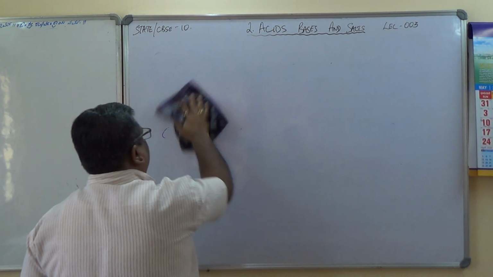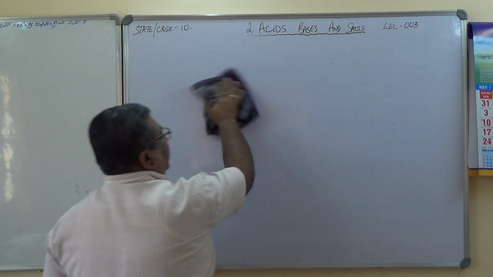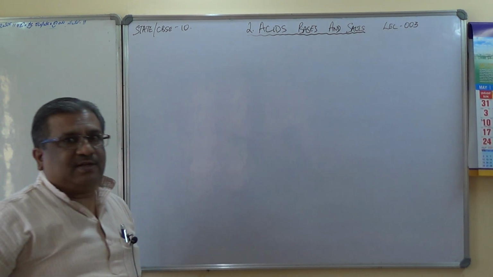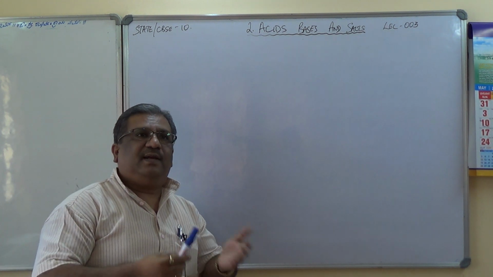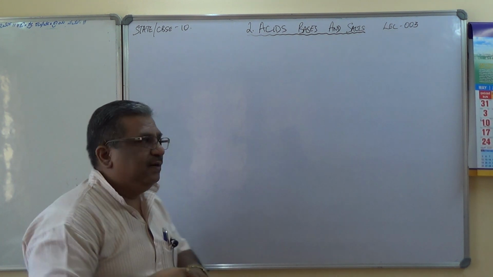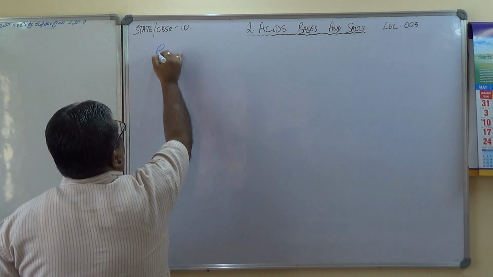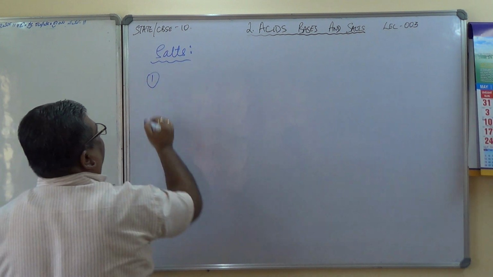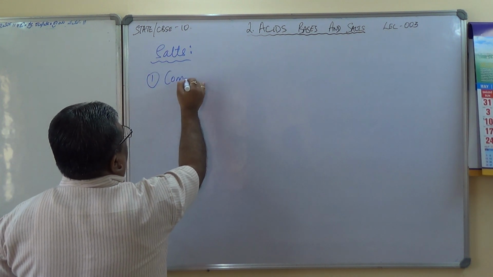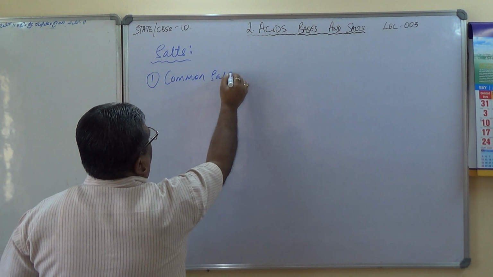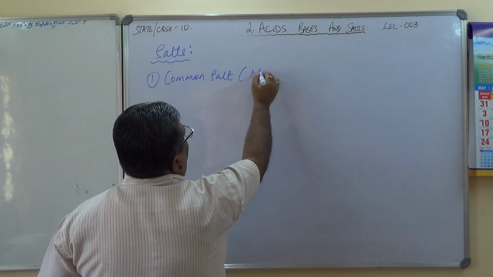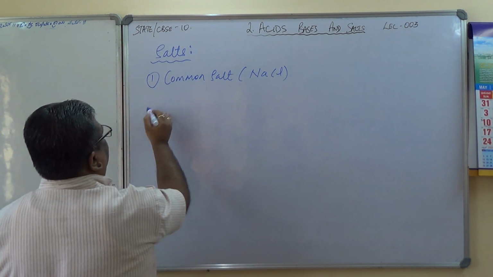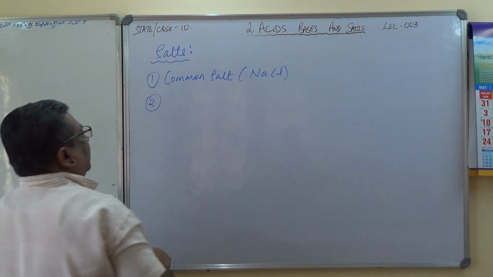Now, what are the salts that we are studying in your chapter? I will list down the salts that we are studying in your chapter, and then I will go one by one. The salts that are under study, okay, are first one, common salt, and the chemical name is sodium chloride, common salt.